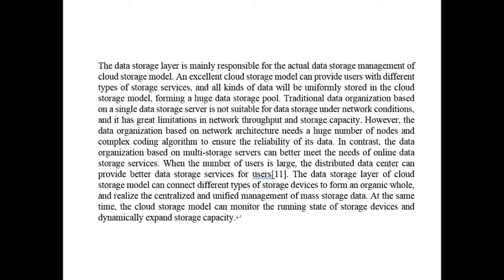An excellent cloud storage model can provide users with different types of storage services. And all kinds of data will be uniformly stored in the cloud storage model, forming a huge data storage pool. Traditional data organization based on a single data storage server is not suitable for data storage under network conditions, and it has great limitations in network throughput and storage capacity. When the number of users is large, the distributed data center can provide better storage services for users.